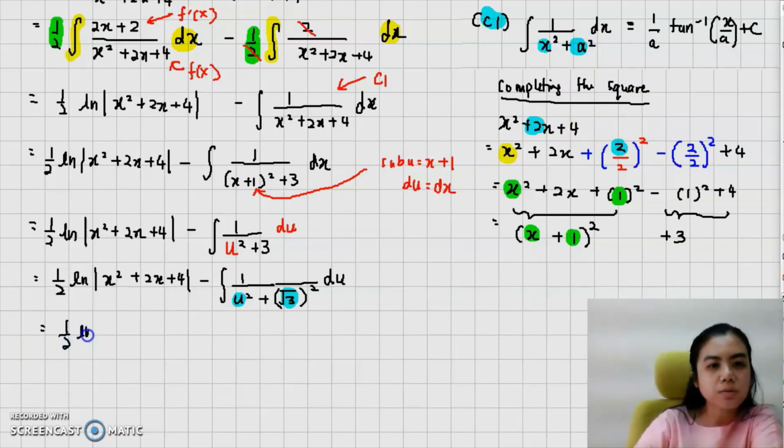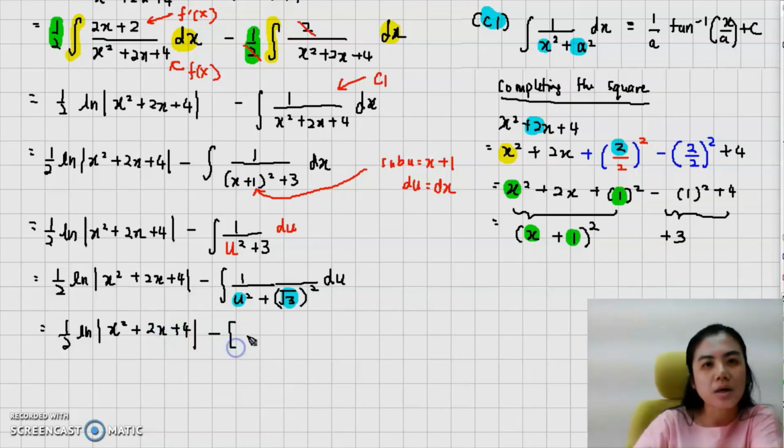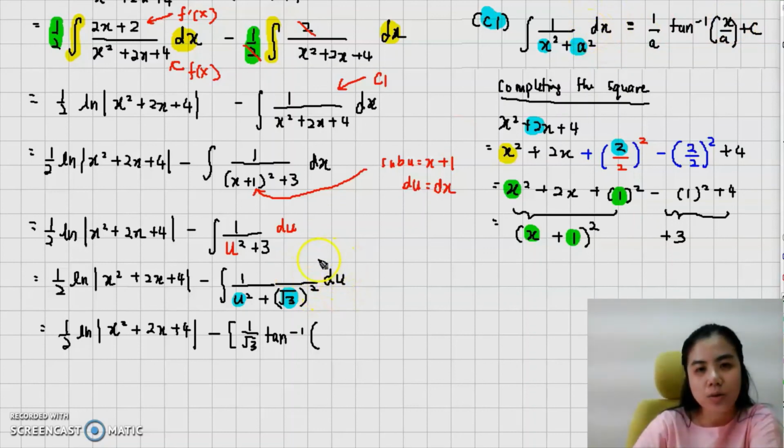We just copy back because we have done the integration. So we have 1 over a, 1 over square root of 3, tangent inverse. We integrate with respect to x, but the last line here is du, so we change this to u. So we have u over square root of 3, and then close the bracket, and we have plus c here.